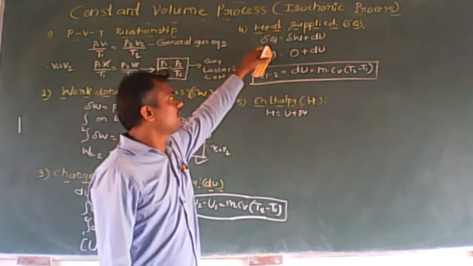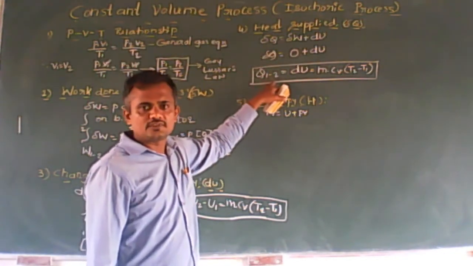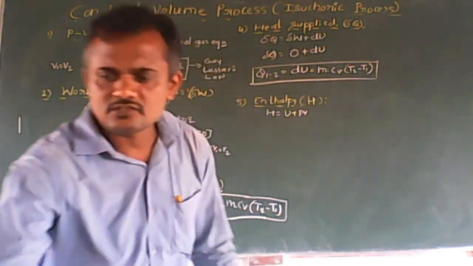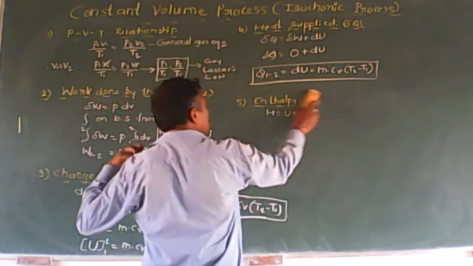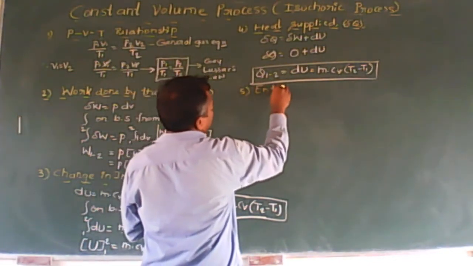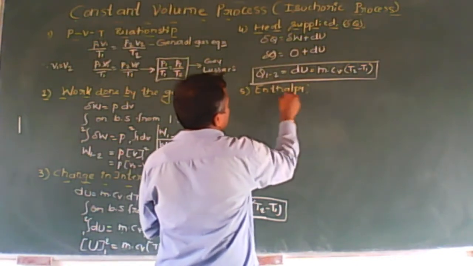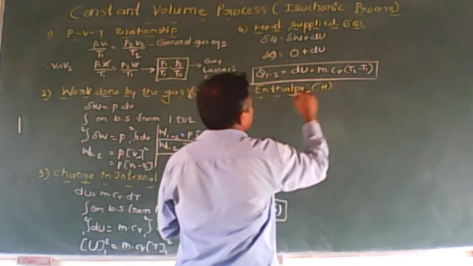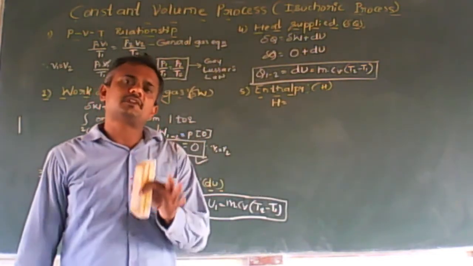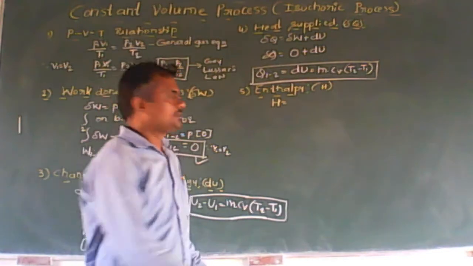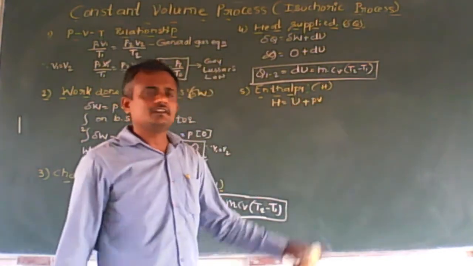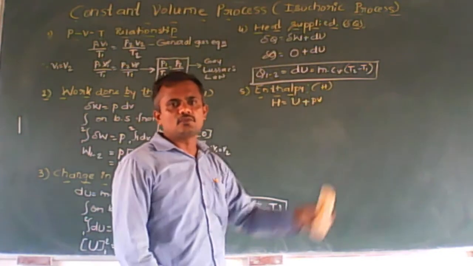So the general expression for heat supplied in the 1 to 2 process is Q equals m into Cv into T2 minus T1. Here comes the next very important quantity, the fifth one, which is enthalpy. I can take it as H. So what is the general expression for enthalpy? Enthalpy is the sum of internal energy plus the product of pressure and volume. H is equal to U plus PV. U means internal energy, P means pressure, V means volume.